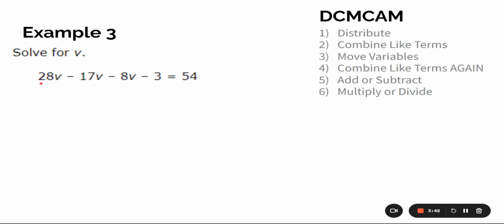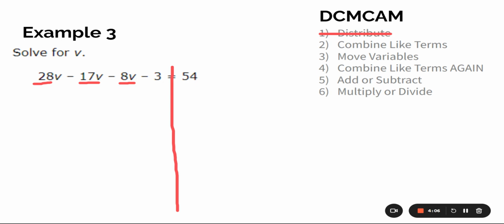All right, next one. I would say this as 28 times v minus 17 times v minus 8 times v minus 3 equals 54. All right, so let's draw a river. Looking here, I don't have to distribute because I don't see any parentheses. Can I combine like terms? Yes, I can combine these first 3 terms because they're all variable terms. This right here is a constant term, so I can't do anything with that one yet.